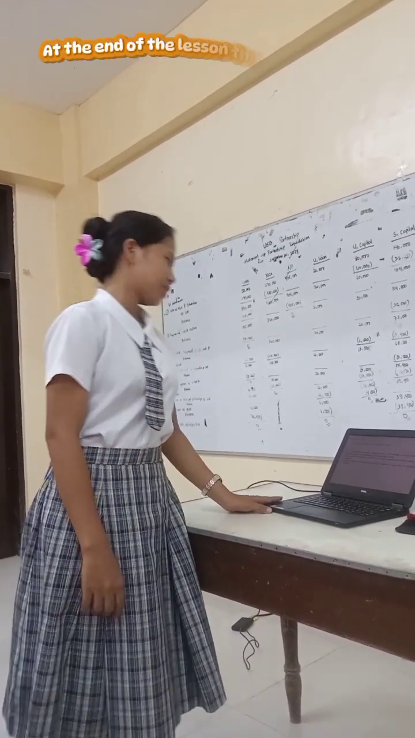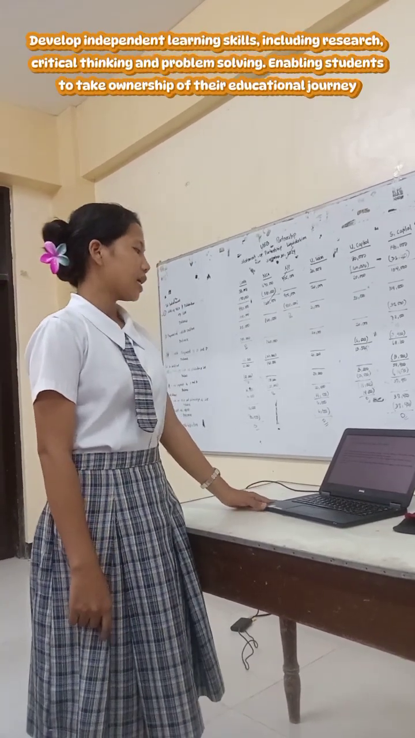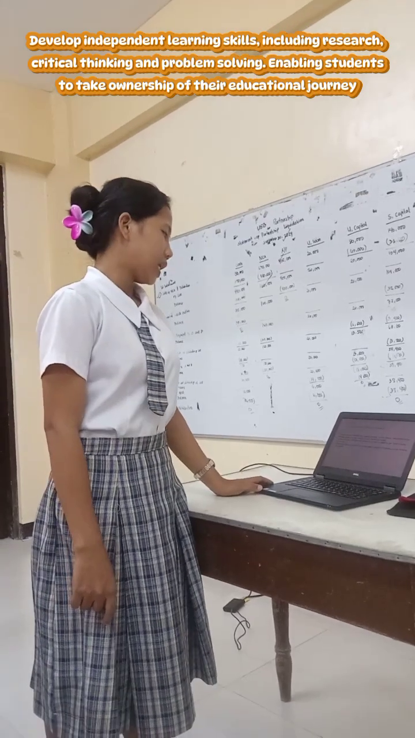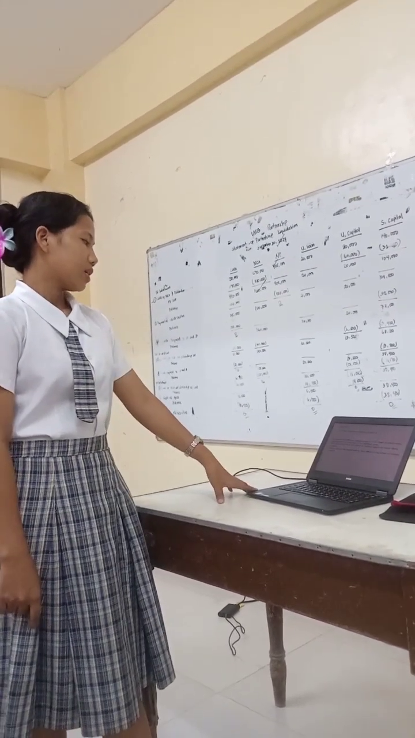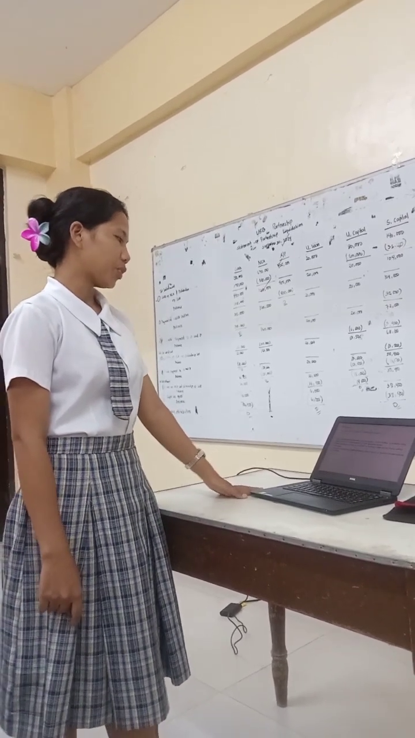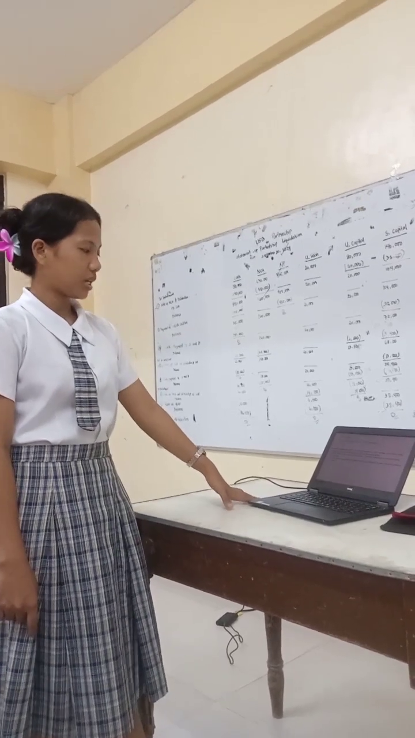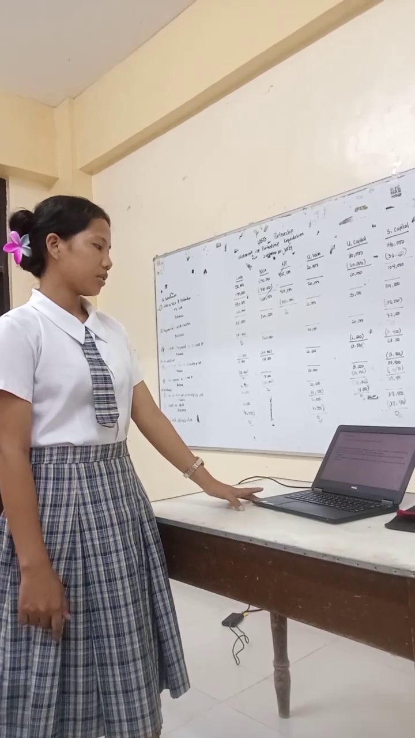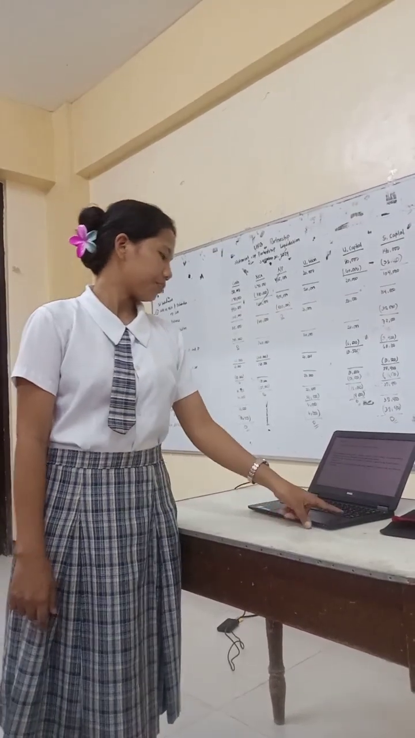At the end of the lesson, the students will be able to foster independent learning skills, including research, critical thinking, and problem solving, enabling students to take ownership of their educational journey. Promote emotional well-being and resilience for creating a supportive and flexible learning environment. Third, establish a dedicated and organized learning space conducive to focused study and minimizing distractions.